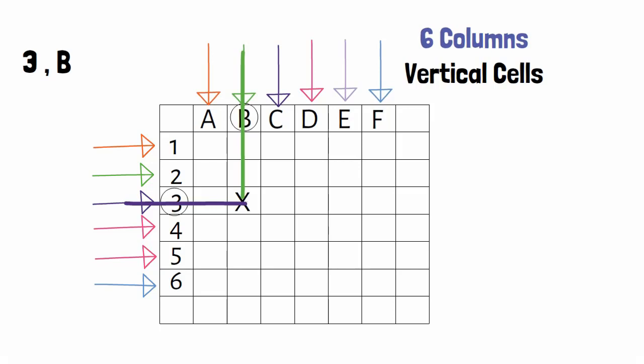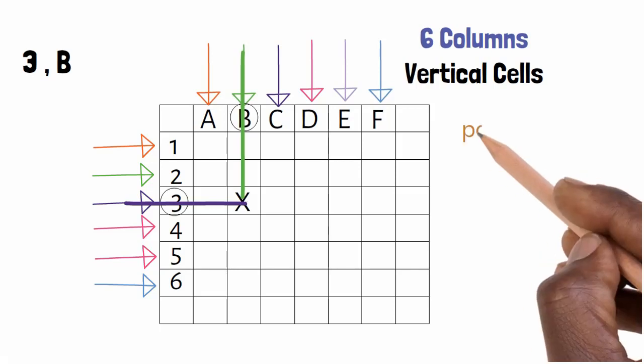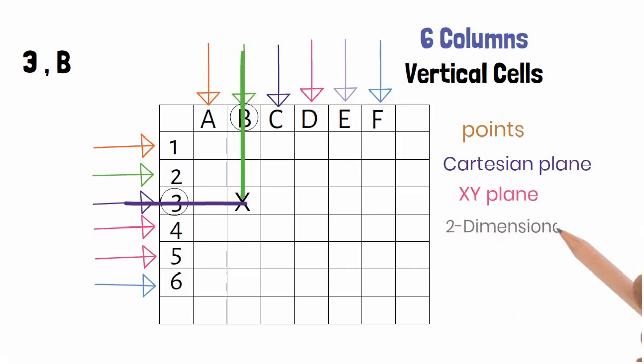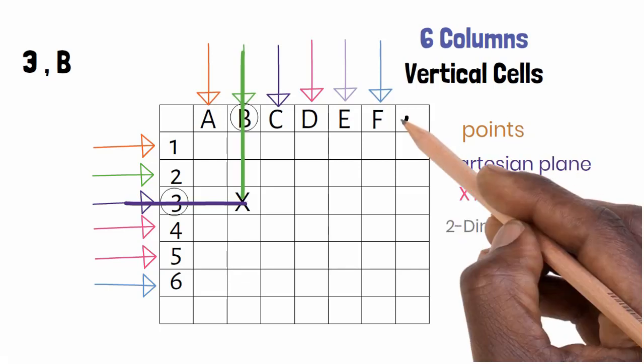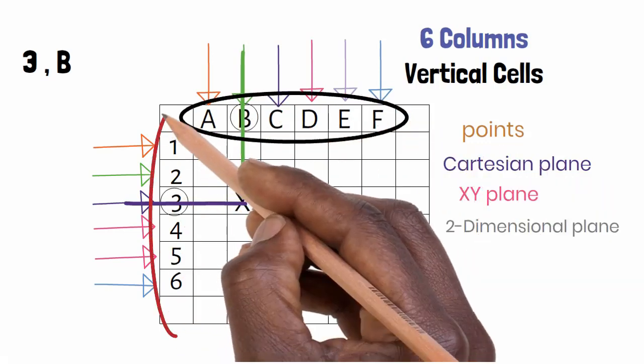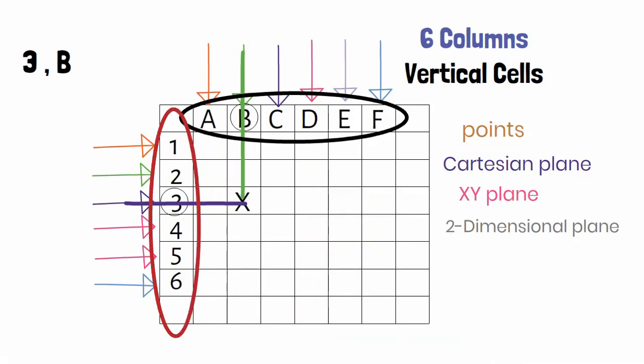Coordinate geometry helps us to locate points in what we call the Cartesian plane, or the XY plane, or a two-dimensional plane. Just as we see here, we see A, B, C, D, E, F as columns. So that is one dimension, and we see 1, 2, 3, 4, 5, 6 as the other dimension.